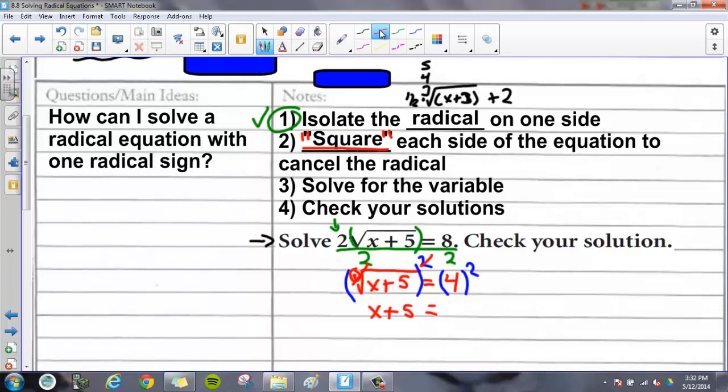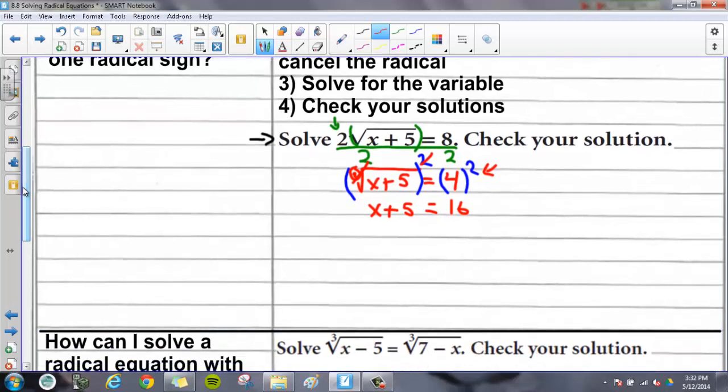But what's on the right side? What's 4 squared? Well, 4 squared is 16. And now it's just a battle of solving this. We have to get this x by itself. Right now 5 is being added to it, so I'm going to subtract 5 from both sides of the equal sign to keep the equation balanced. And I have x is equal to 11. And there is my solution.